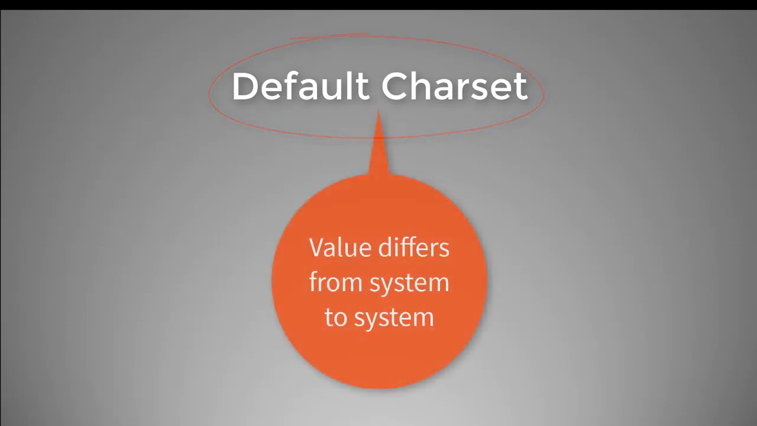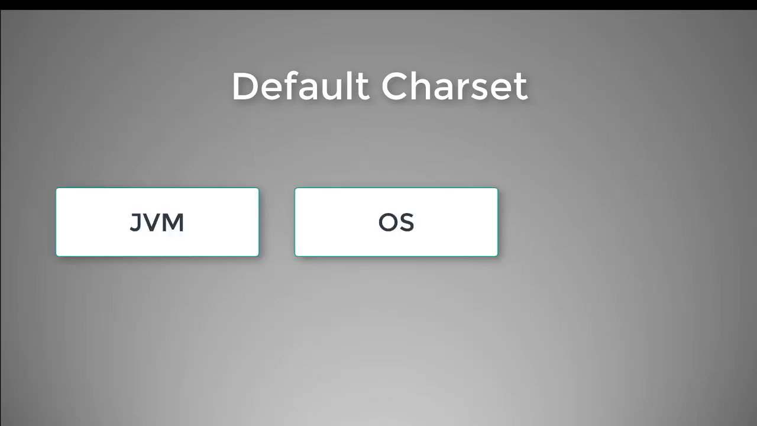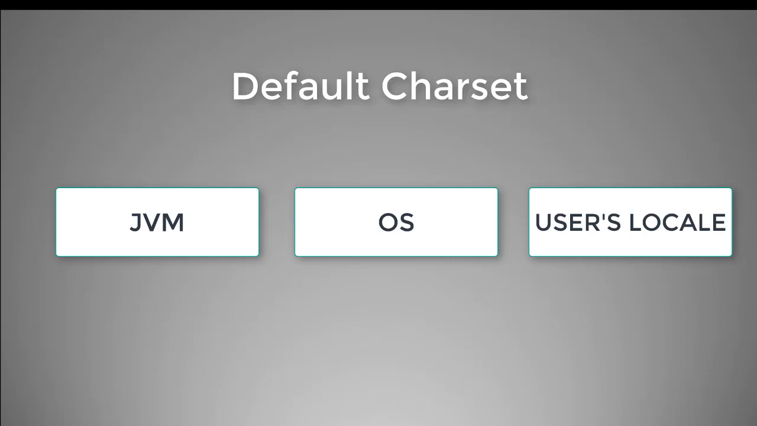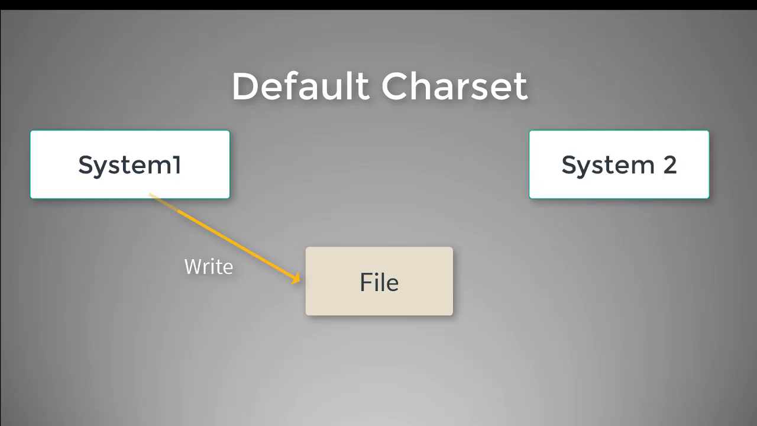Unfortunately, the value of the default charset differs from system to system depending on several factors like Java runtime environment, operating system, user's locale, etc. So if a Java program running in one environment writes to a file using, say, US-ASCII charset, and another Java program running in a different environment tries to read that file using a different charset, say UTF-8, then the reading program will fail and it cannot decode the text written by the file writer correctly.